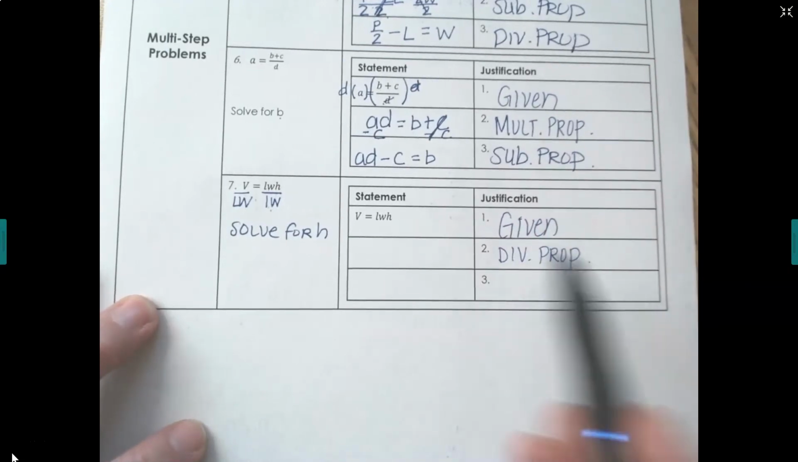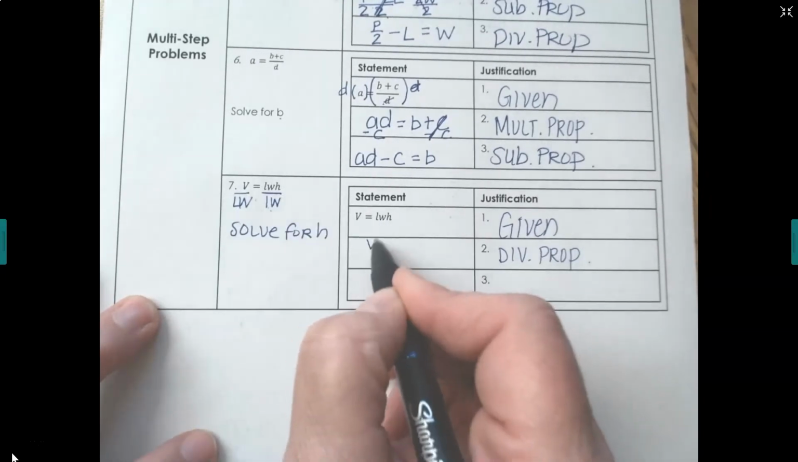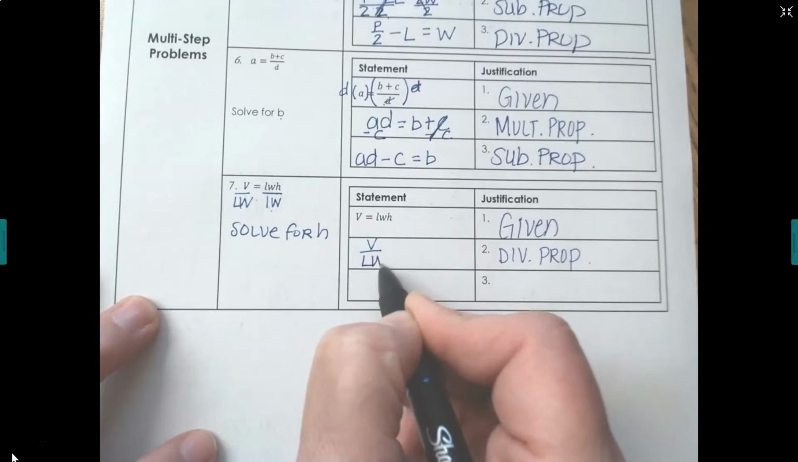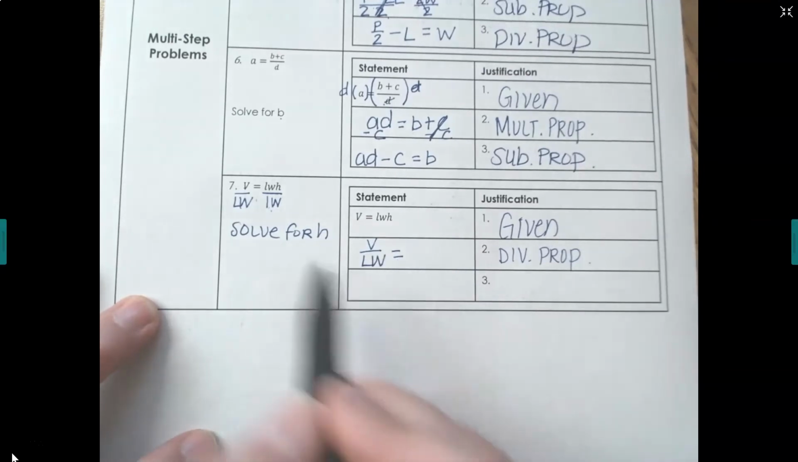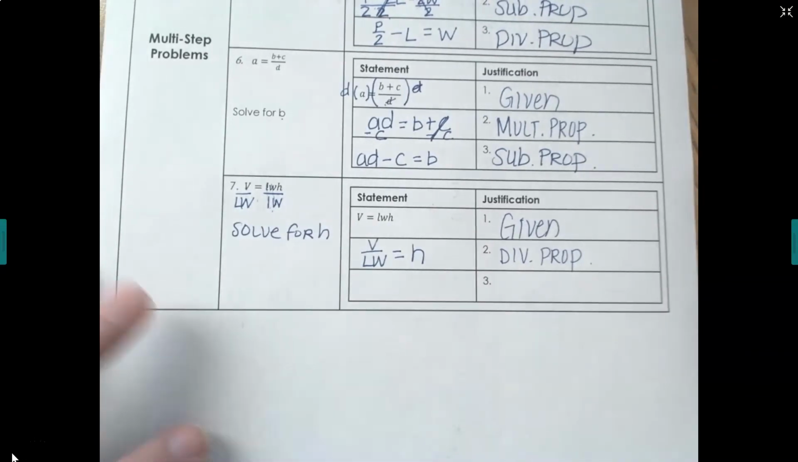Okay. Now, V divided by LW, none of those are like terms, so we're going to leave it V divided by LW equals, well, the L's cancel and the W's cancel, leaving just the H there.